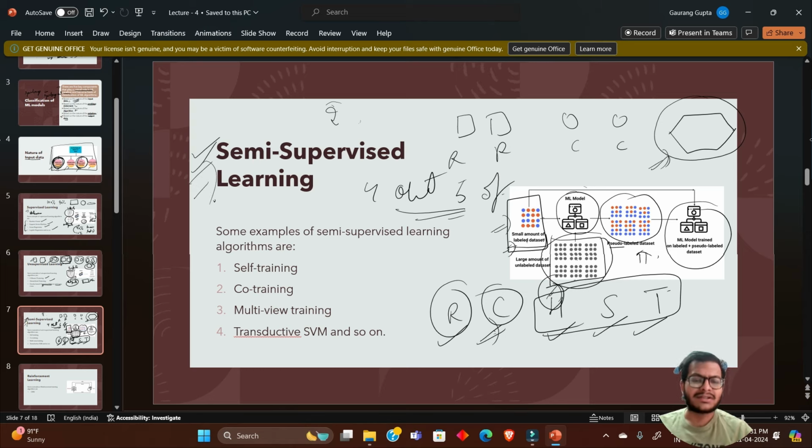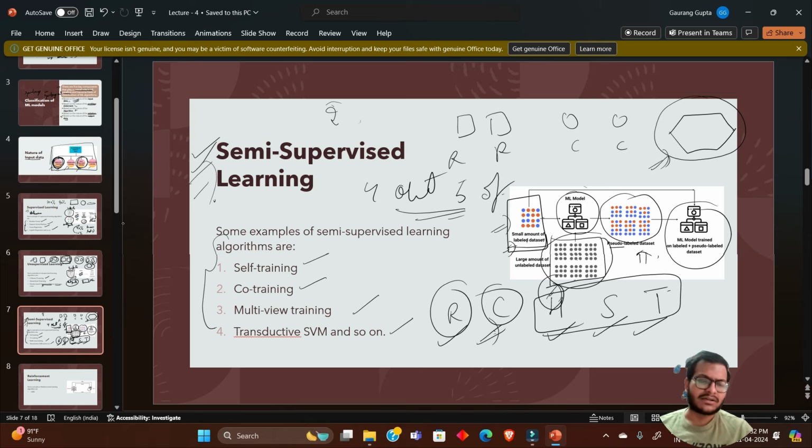Now there are many algorithms used in this: self-training, co-training, multi-view training, transductive SVM, and so on. There are many algorithms in this space also. It is also application dependent, like if you are dealing with images, audio, text, or even records.